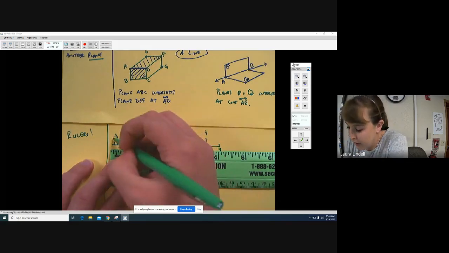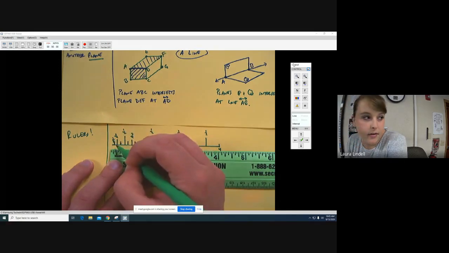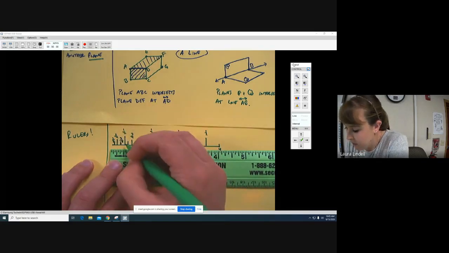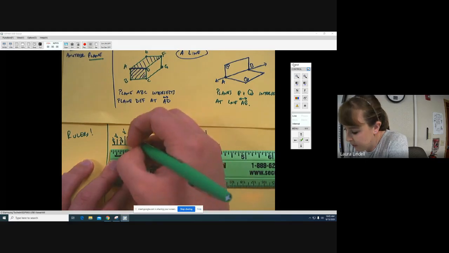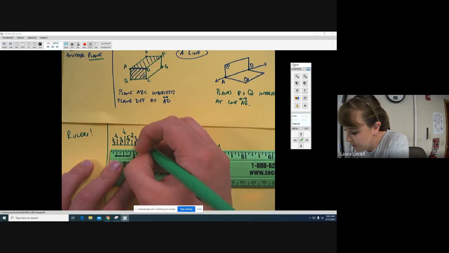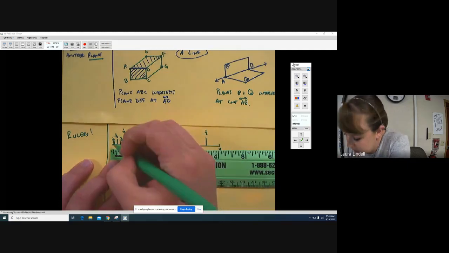So this would be 1/8. And then 1/4 is like 2/8. The third line over is 3/8, 4/8, 5/8, 6/8, 7/8. And then the tiniest of all of them, the 16ths.